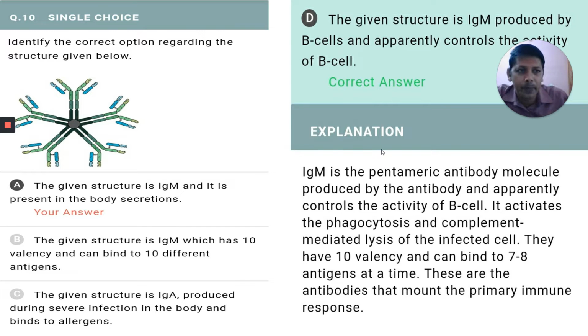In the previous part, we covered some bits from NTA mock test 60. This is the remaining part of NTA mock test 60. Here comes the 10th question. In question paper number 10, identify the correct option regarding the structure given below. They have given one figure, and based on it we have to answer. That means diagram-based questions. In every paper we can expect two or three diagram-based questions.